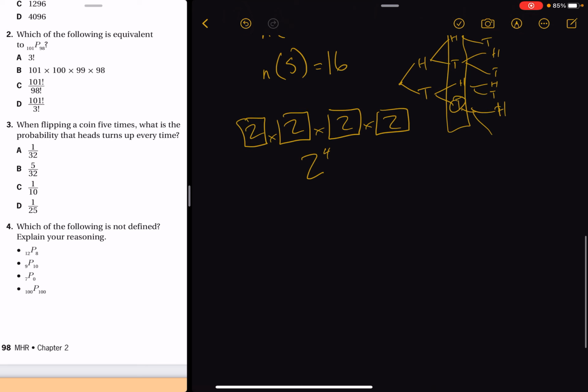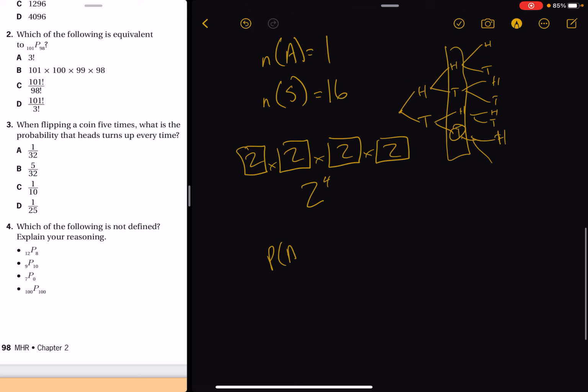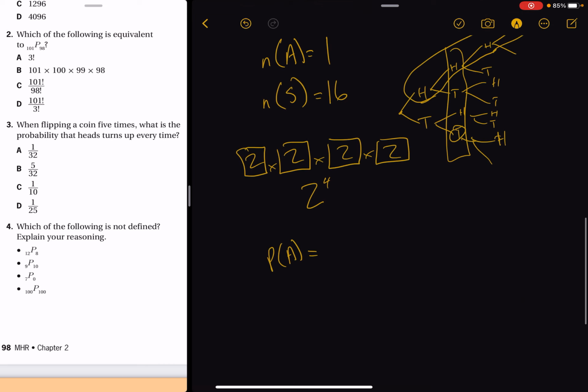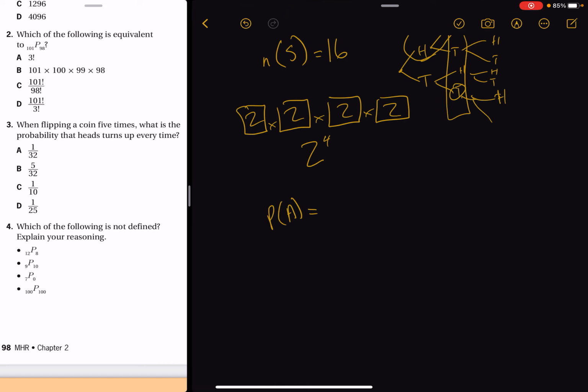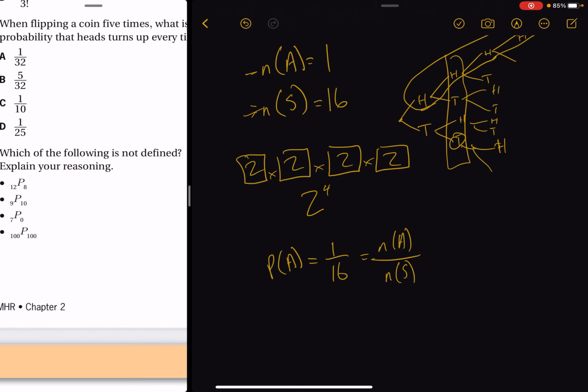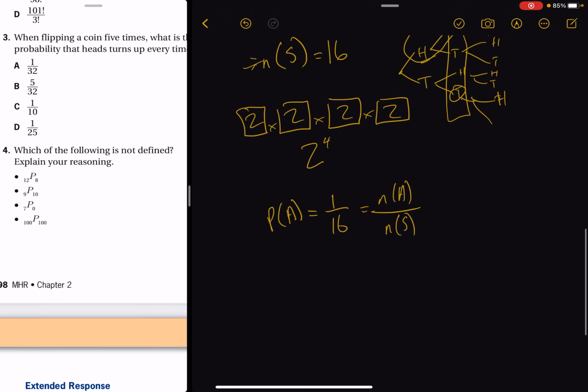So the probability of flipping heads 4 times, where does it exist here? Only one of them exists, where I get heads in a row. So the probability of A is 1 over 16, which is the same thing as NA over NS, just to be overly formal. Okay, which of the following is not defined?